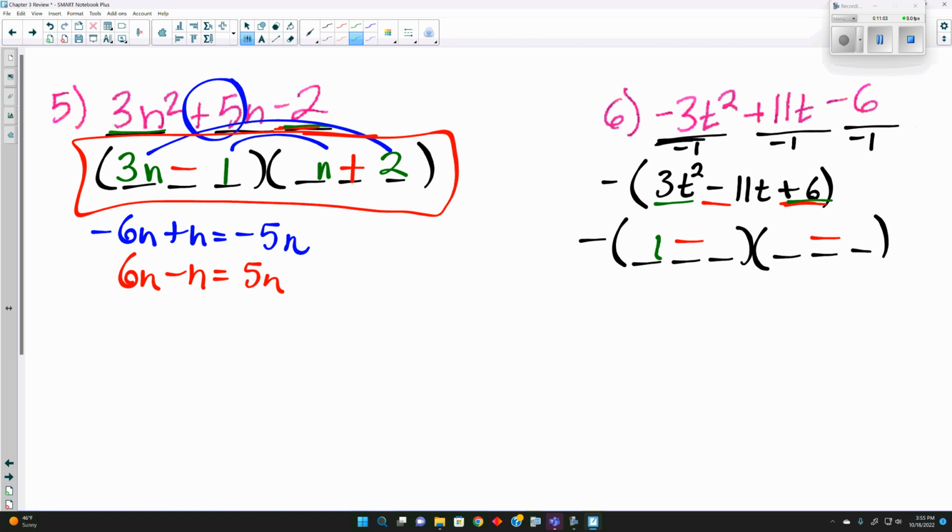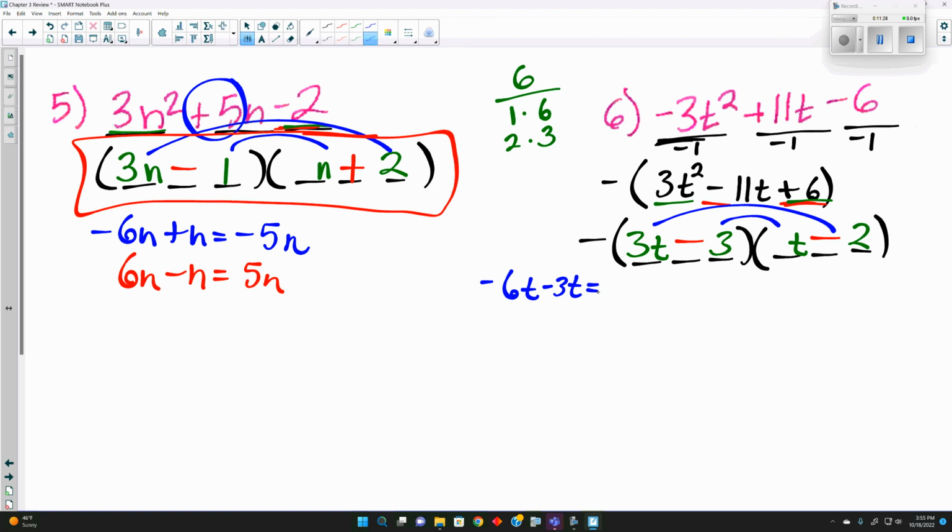Factors of 3t squared, well, we'll know we'll have t and t. 3 and 1. Well, 6 is 1 and 6 or 2 and 3. And again, I could try 3 and 2. I'm just plugging them in, and then we can check. Well, 3t times -2 is -6t. -3 times t is -3t. -6t minus 3t is -9t. Well, that's not what we wanted.